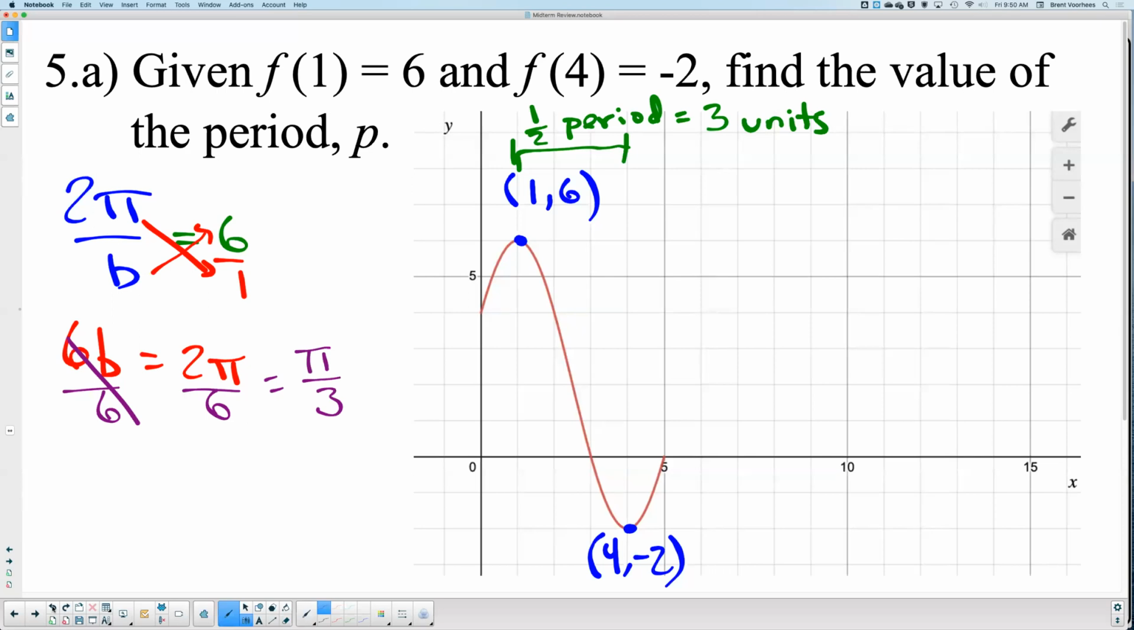I did the wrong thing here. We're supposed to find the period. What's the period? Well, we already found it. What was it? 6. I have to read the instructions better. Sorry, the period is 6. That is our b, by the way. We got that right, but our period is 6. Gotta pay attention to what we're supposed to find.